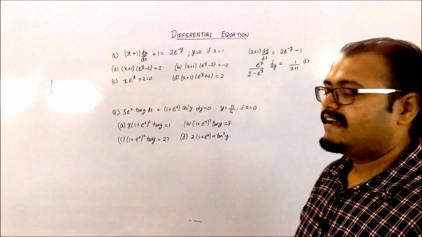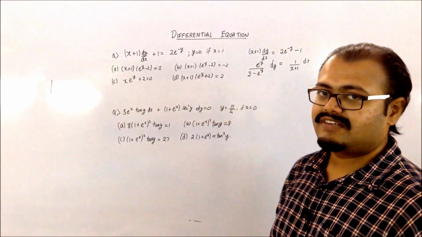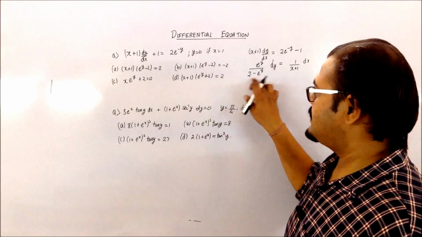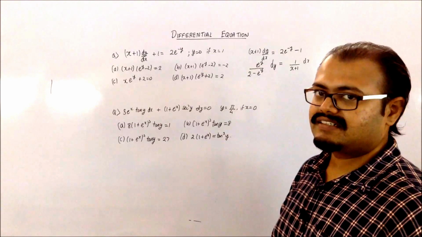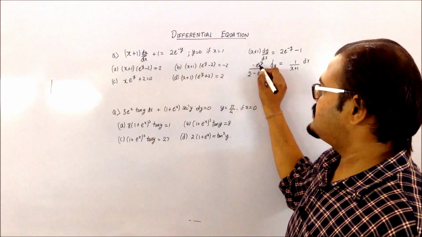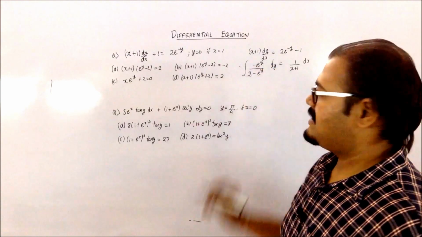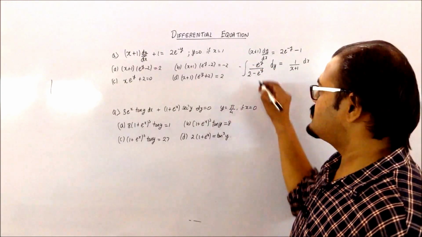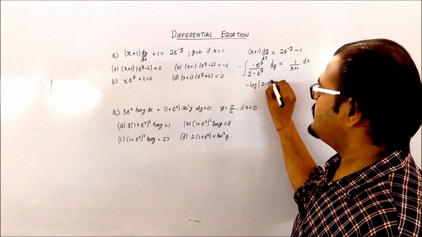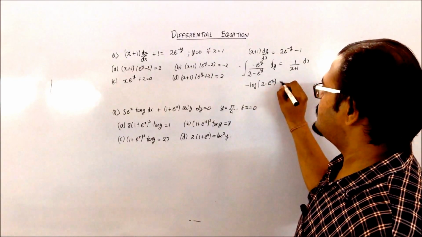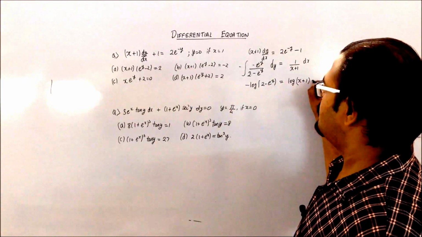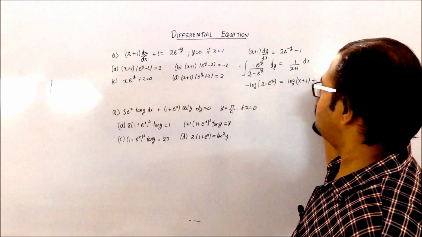in this way. So what you can do is, when you are integrating this part, you will have the derivative of this term in the numerator. So when you are taking this term as t, its derivative will be minus e raised to y. So you will have a minus sign outside it. So you will have a minus log of 2 minus e raised to y, which is equal to log of x plus 1 plus log c.